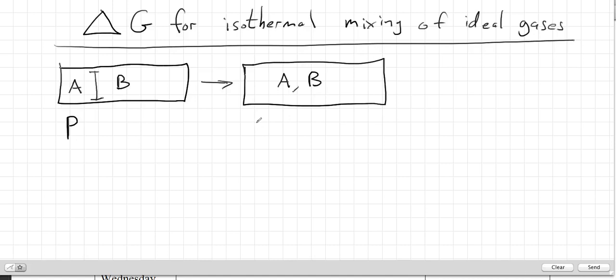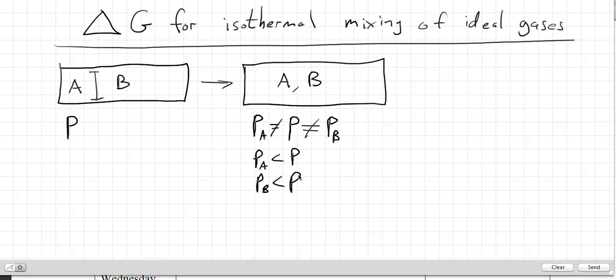What we notice here is that because they've mixed, A is now able to move in the whole size of the container instead of just this little area over here, so its pressure is going to be lower than before. So it's not equal to the original pressure. Similarly, B was here, but now it's allowed to move in the whole container, so it's not going to be equal to the original pressure. In fact, we can go further and say that P_A and P_B, while they're not equal, are both going to be less than P. So the pressures of gases A and B have gone down.